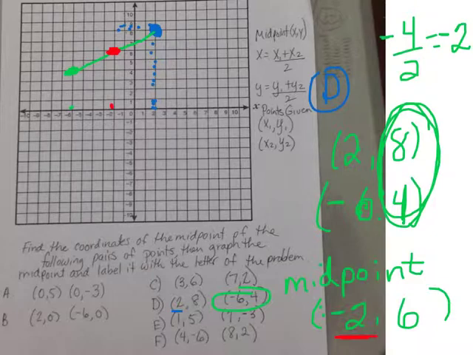So you can count it if you can, which a lot of times you can't, most times you can't. You can just average the x's and average the y's to get it, or you can use the formula.